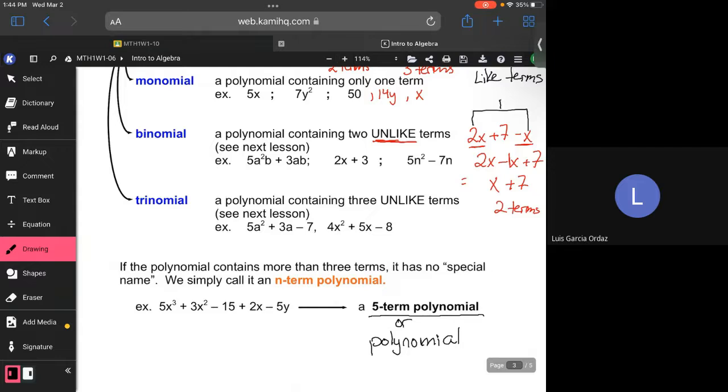I think there's one more page that we got to do, and then you guys can do the practice work. Yeah, there's one more page. I'm going to circle the homework stuff that I want you to do.